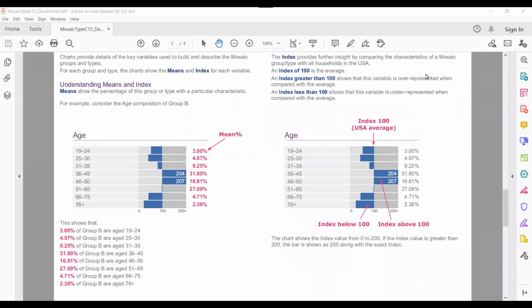So if we get closer to 0, an index less than 100, that's very close to 0, means that they're extremely not likely to be part of a particular group or exhibit a characteristic. And above 100, the farther they are from 100, the more likely they are to exhibit that characteristic or be part of a group. Looking at this example using age, we see that this group is likely to have a head of household age between 36 and 45, as well as 46 to 50. The index values are 204 and 207 for each of those groups respectively, meaning that they are very likely to be part of these particular groups.